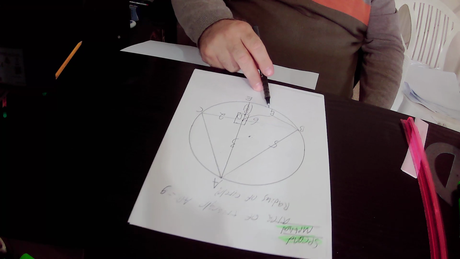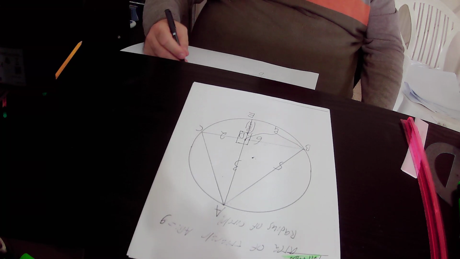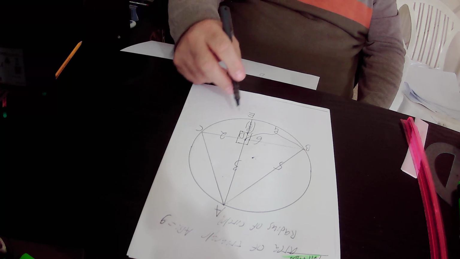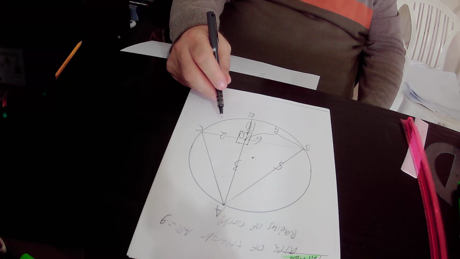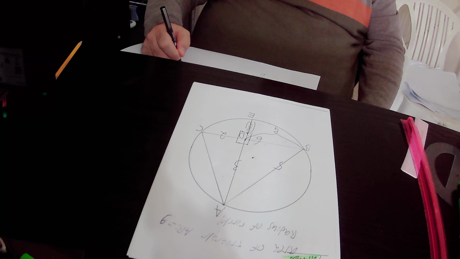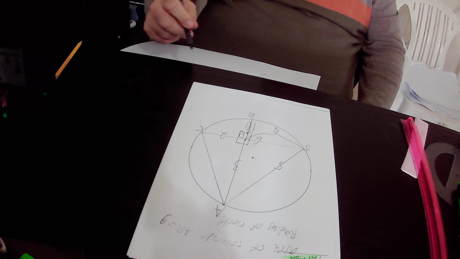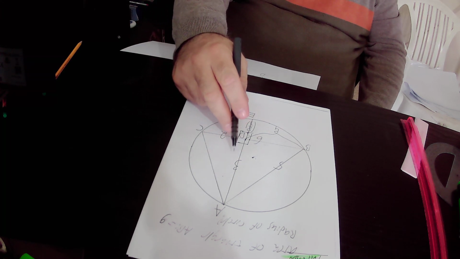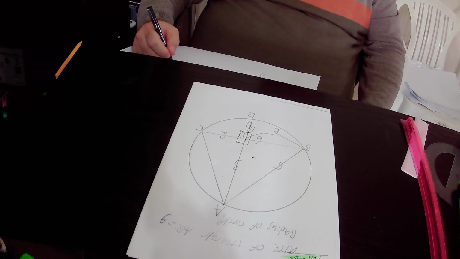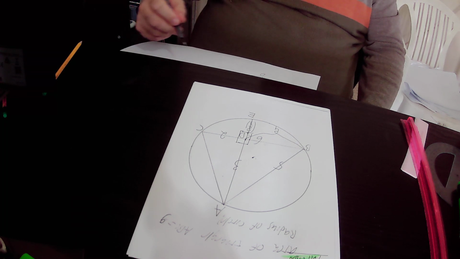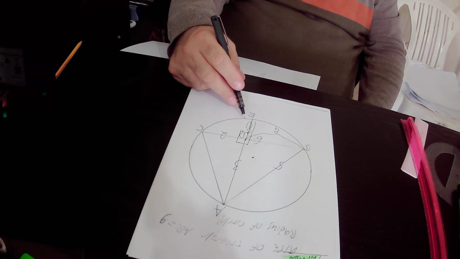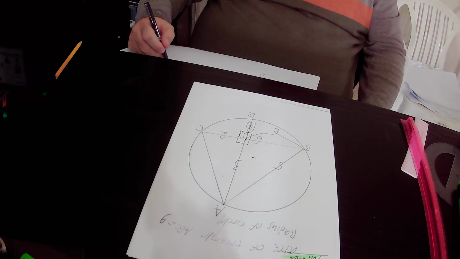BD equals 4 units, therefore BD squared is 4 squared, that is 16, plus DC squared. DC equals 2, so DC squared is 2 squared, that is 4, plus AD squared. AD equals 3 units, so AD squared is 3 squared, that is 9, plus DE squared. DE equals 8 over 3, so DE squared is 8 over 3 squared, that is 8 squared, that is 64, over 3 squared, that is 9.